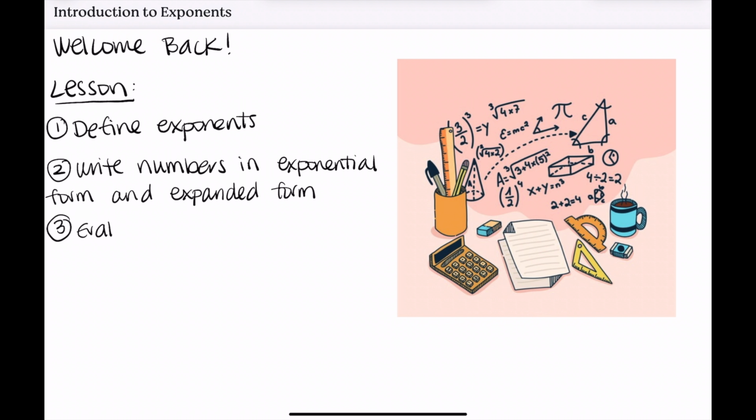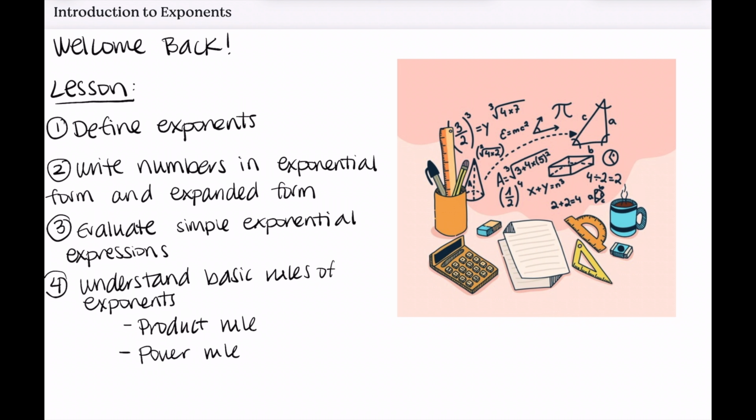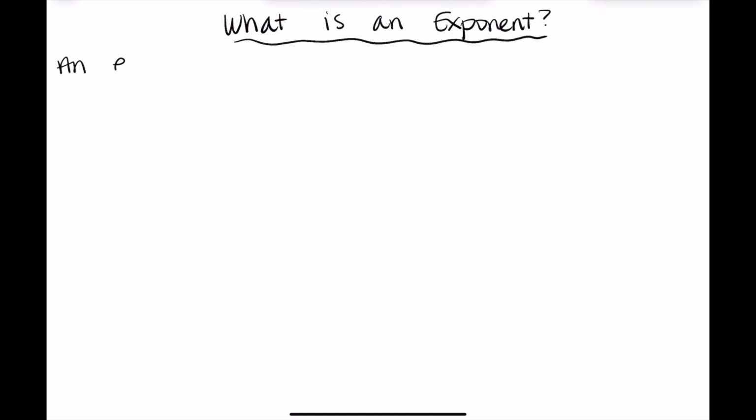Then we'll move on to our third learning objective. We will evaluate simple exponential expressions, and then we'll move on to our last learning objective, which will be to understand the basic rules of exponents. So we'll learn what the product rule is, we'll learn what power of a power is, as well as some other exponential rules that we will use in our practice section for today. But to start, let's start off with our first learning objective, and let's go through and define what exponents are and what their purpose is in math.